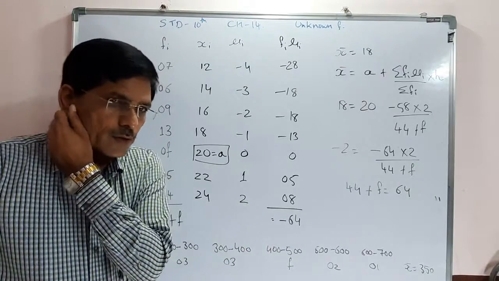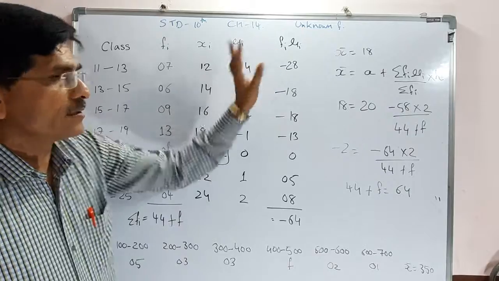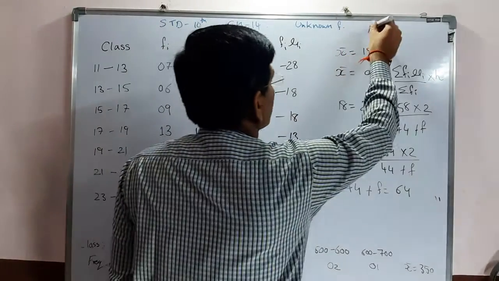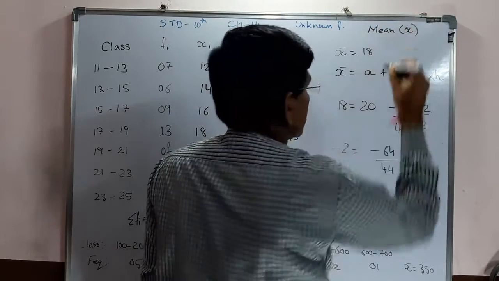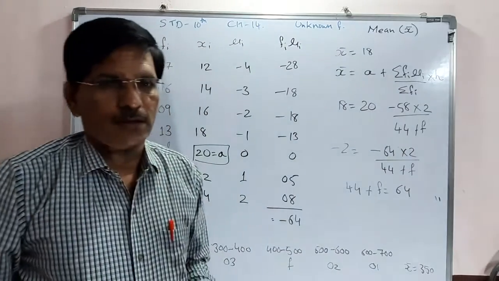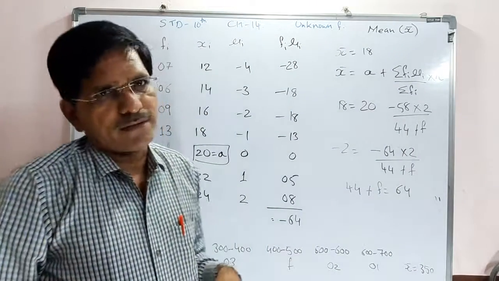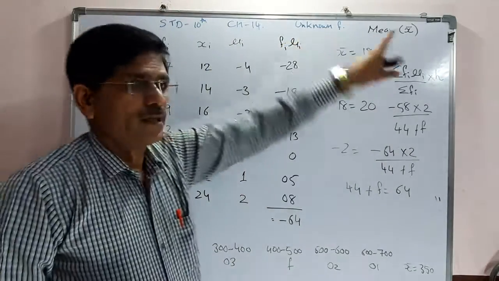Already three lectures we have completed related to chapter number 14. Topic related is mean. We have already completed the mean, that is x bar, with three different methods: direct method, assumed mean method, and step deviation method. Today's topic is finding the unknown frequency.